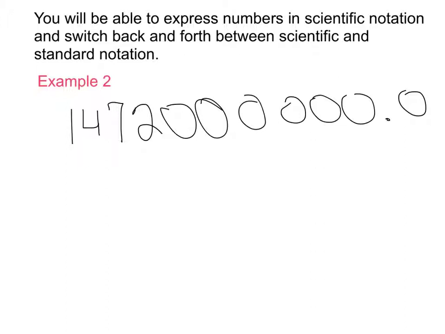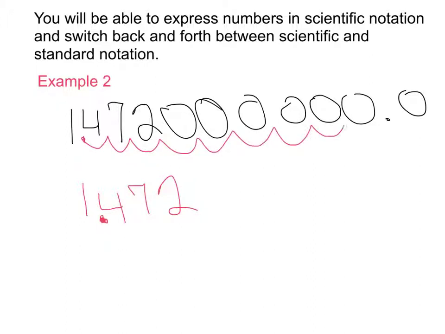And then, what we've got to do next is write down our significant figures, 1472, those are the important numbers. And we're going to take our decimal point and put it in between the 1 and the 4. And then we're going to see how many steps it takes to catch up to the original decimal point. 1, 2, 3, 4, 5, 6, 7, 8, 9. So that's 1.472 times 10 to the 9th power.